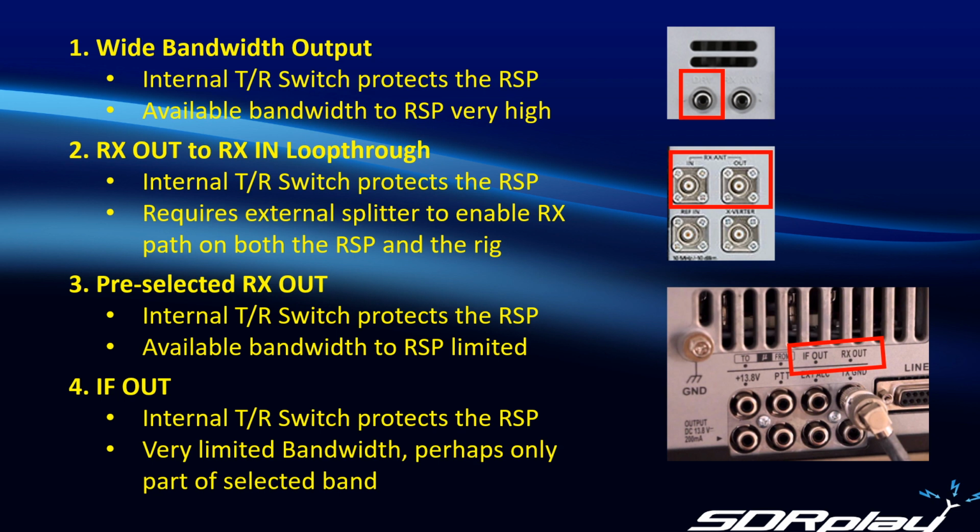Now, one thing that all these rigs that have built-in outputs have, and you'll see I put this on every bullet here, is that the internal TR, that's the transmit receive switch, protects the RSP. The reason that's important is because if you're sharing the same antenna between the RSP, which is a very sensitive receiver, and the power output from your rig, which may be up to 100 watts or more, you want to make absolutely sure that when you transmit, that 100 watts doesn't find its way to the input of the RSP. If you don't, the consequences are dire.